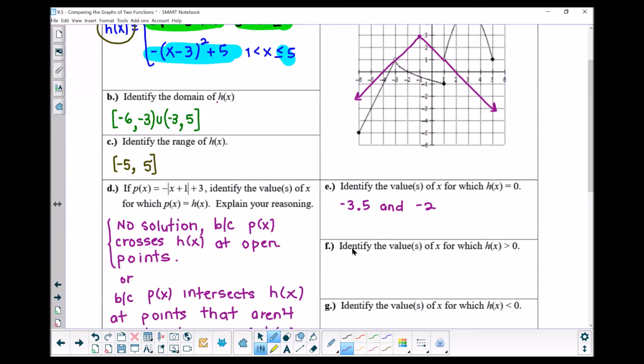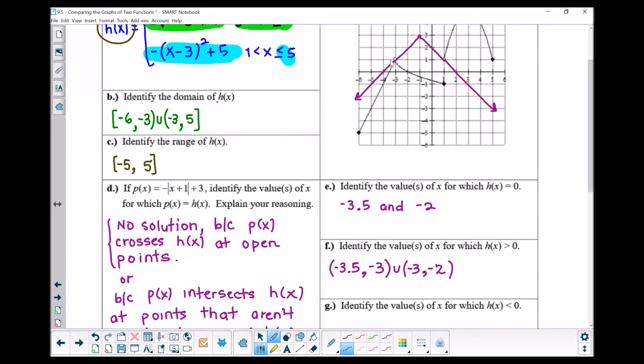F, identify for what values of x where h of x is positive. We've been doing a lot of these, so this is getting kind of old hat. I'm just going to go ahead and stick with my decimal. We'll start at 3.5. And this is kind of interesting, guys. You don't want to take this to 2, do you? And the reason is because when you get to -3, we're not defined. So we have to close it off there, union this with -3, and then you can take it on to -2.